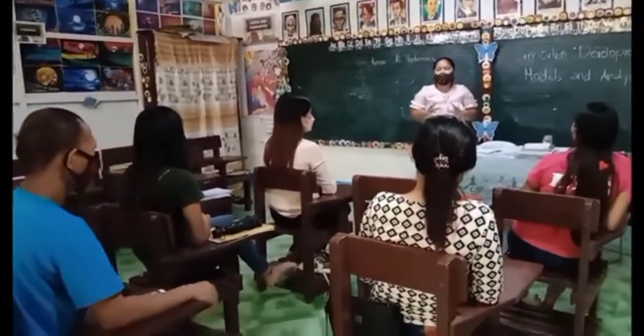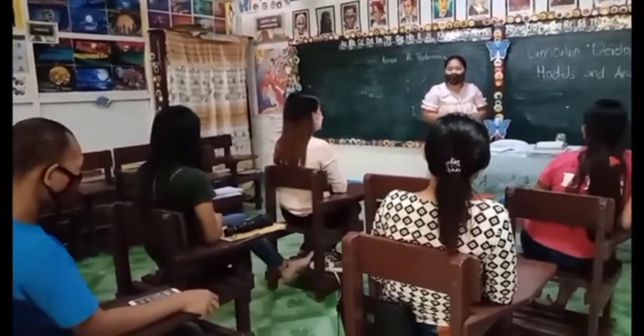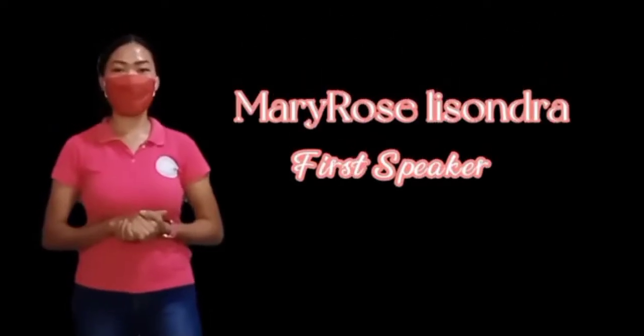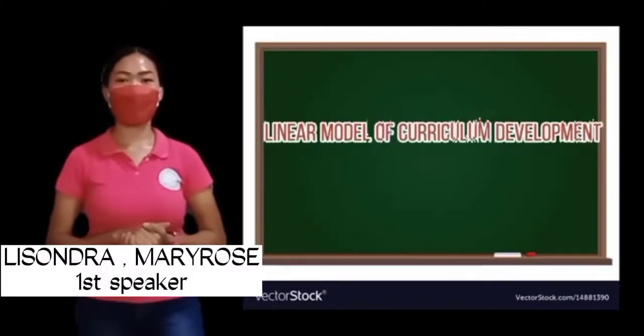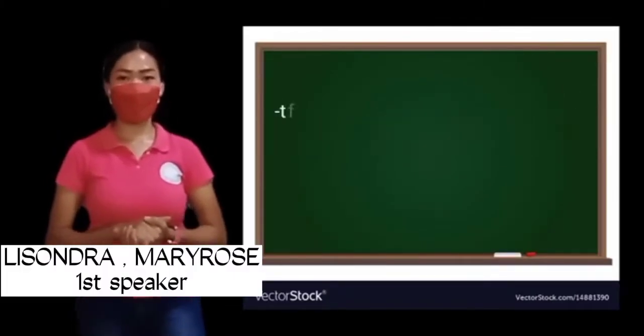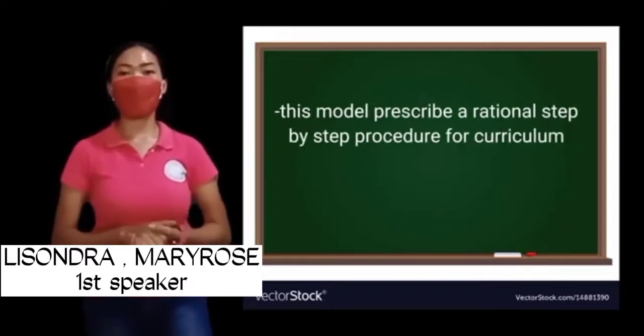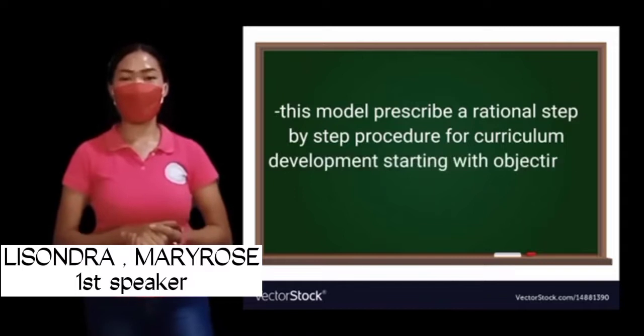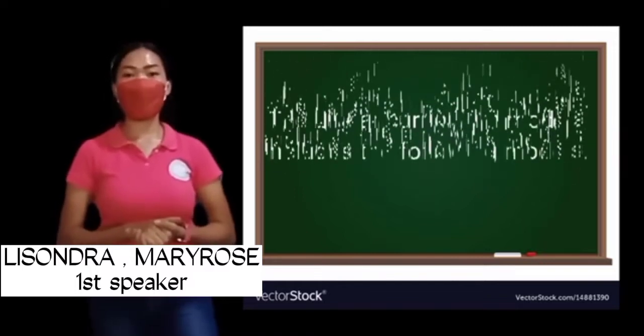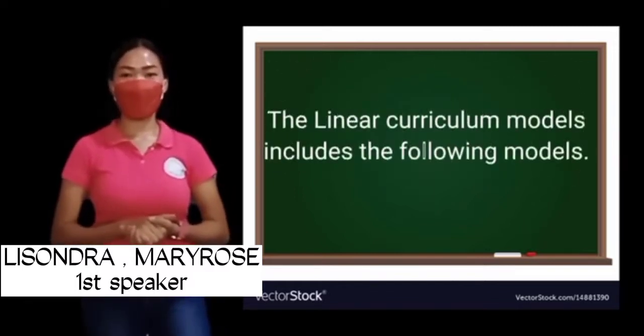Okay, since we are talking about models for curriculum, the first type of curriculum model is the linear models of curriculum development. This model describes a rational step-by-step procedure for curriculum development starting with objectives. The linear curriculum models include the following models.